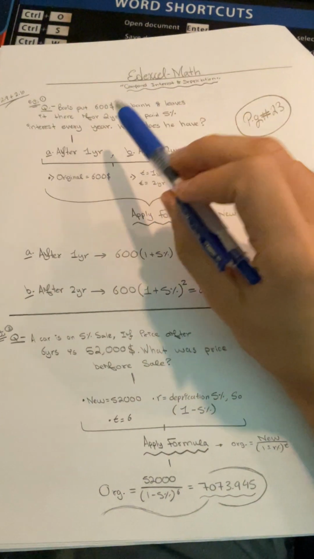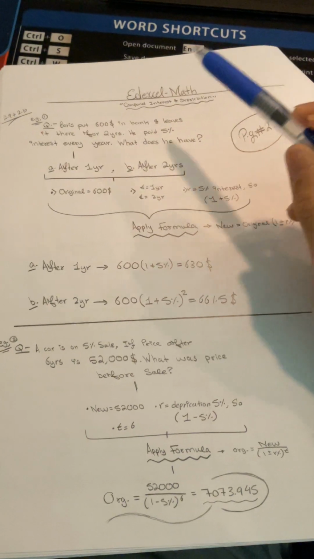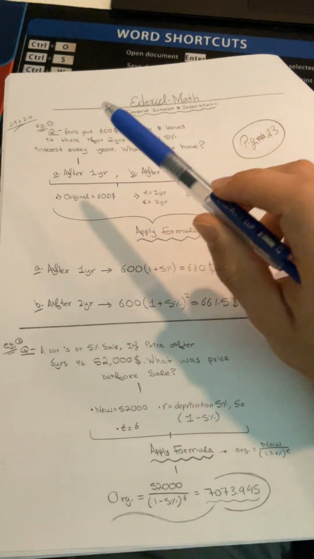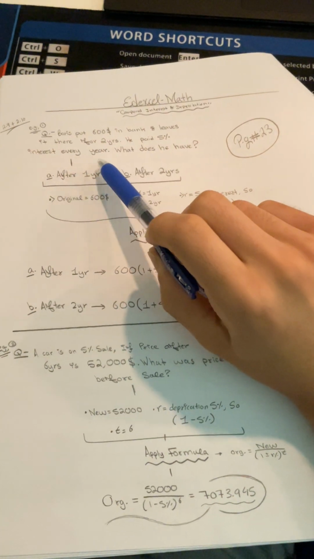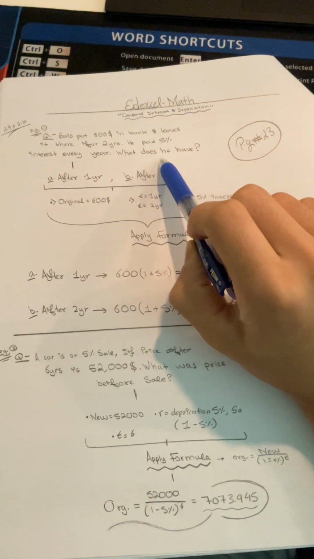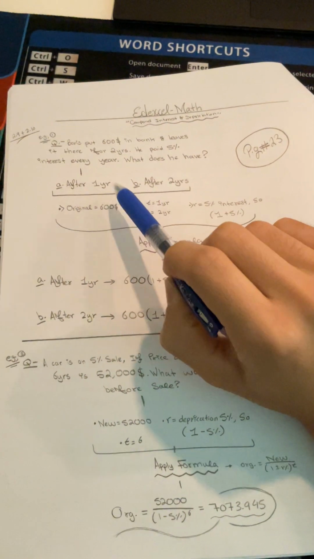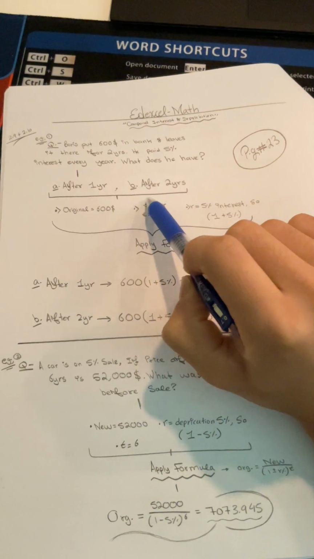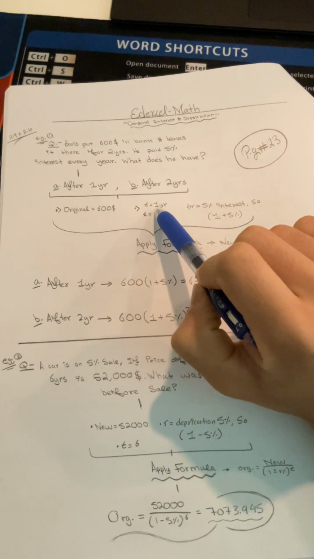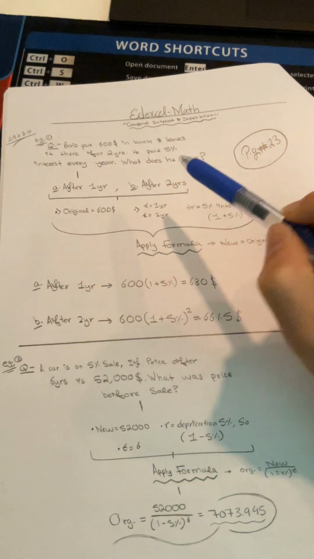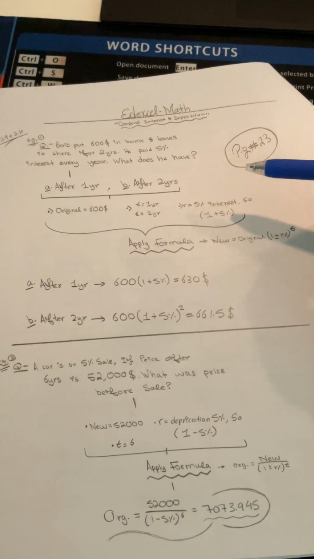Okay, so let's have a look at the first example. Boris puts $600 in the bank and leaves it there for 2 years. He is paid 5% interest every year. What does he have: A, after the first year, and B, after 2 years? The original price was 600. After 1 year and after 2 years is our time. The percentage rate is 5% interest, so 1 plus 5%.